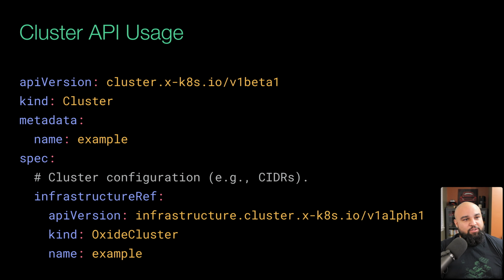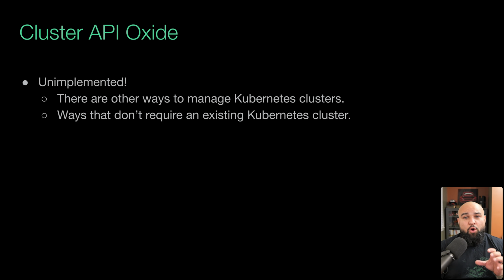Read the documentation. So at Oxide, we chose not to implement the cluster API today, and really because of two reasons. One, there are other ways of managing Kubernetes clusters today, right? You have kubeadm, you can do Rancher, you can do Talos, you can do a bunch of other ways of managing Kubernetes clusters. And quite frankly, I don't really like the requirement to have an initial Kubernetes cluster before you can even use the cluster API to manage further clusters. So it's unimplemented today, but it might be implemented in the future.